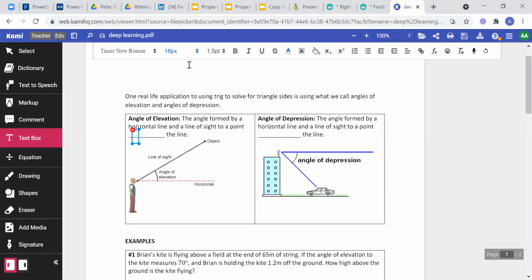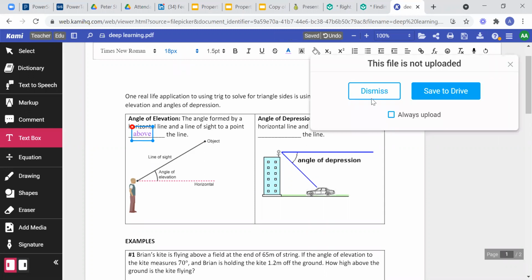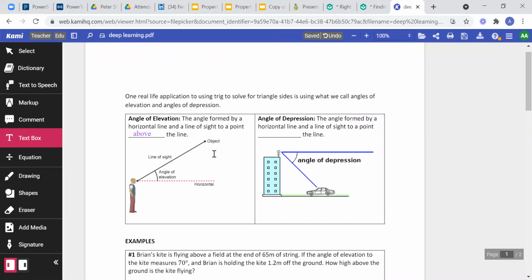Okay, we know that the angle of elevation is the angle formed by a horizontal line and a line of sight to a point above the line. As you can see here, the horizontal line is the red line, and above it is how this man sees something above his head.